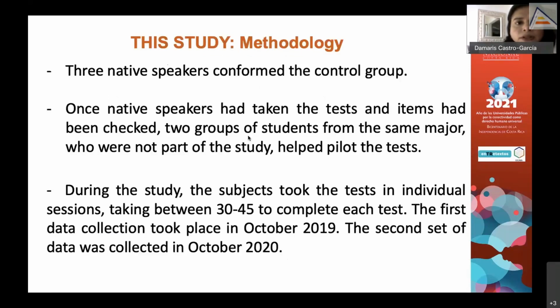For the methodology, first, we worked with 3 native speakers who worked as a control group. Once the native speakers had taken all the tests and we had received native-like responses, we piloted the test with 2 groups of students from this major who are not part of this study. During the study, the subjects took the test in individual sessions, taking between 30 and 45 minutes to complete each one of the tests. The samples that I'm showing were collected in October 2019 and October 2020.